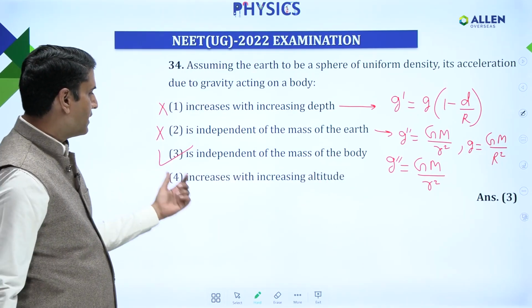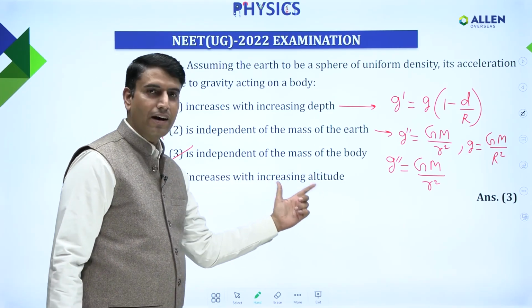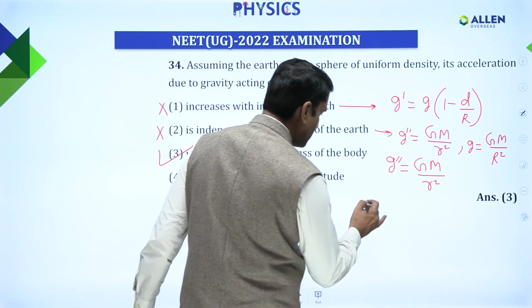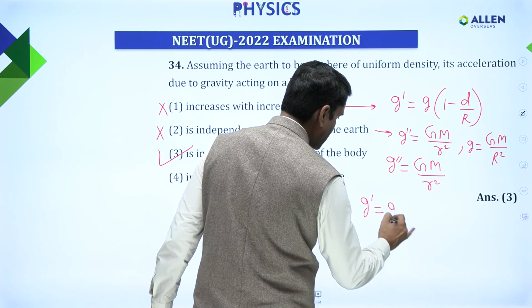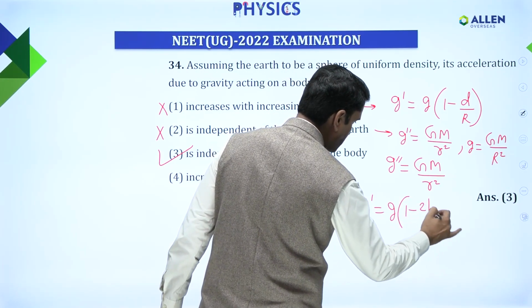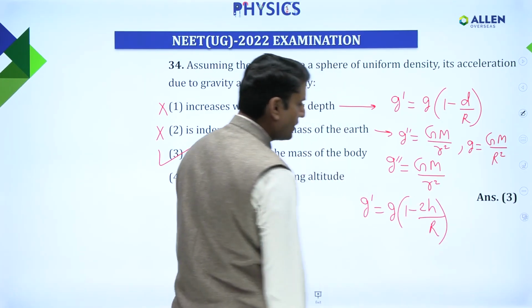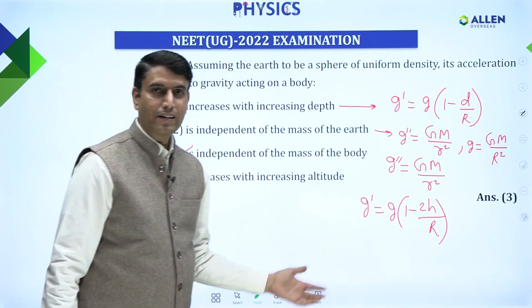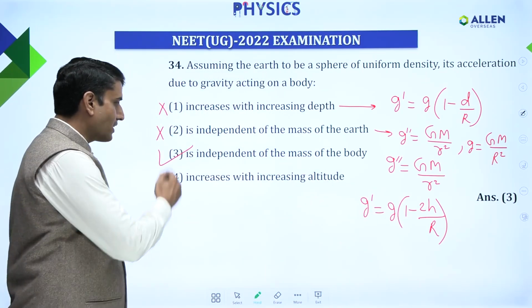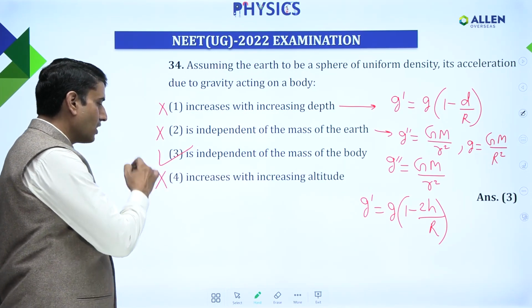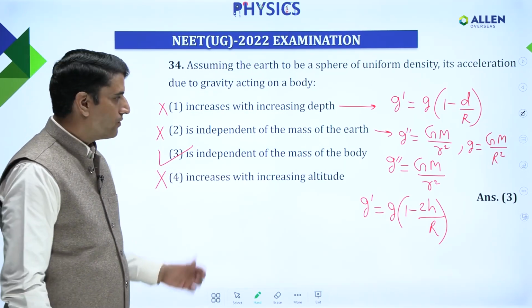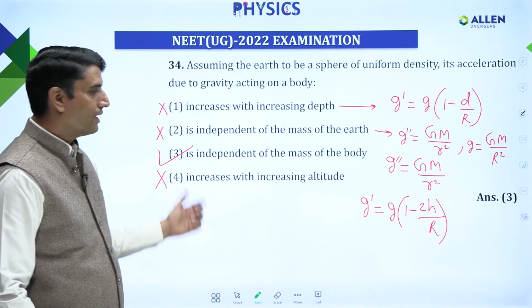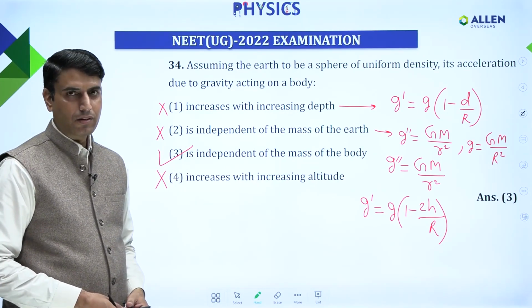Fourth one is increases with increasing altitude. As we know, g dash is g(1 minus 2h upon R). It means with increasing altitude, g would decrease. So it is not the right statement, it is a wrong statement. So we can see the third option is the correct answer.